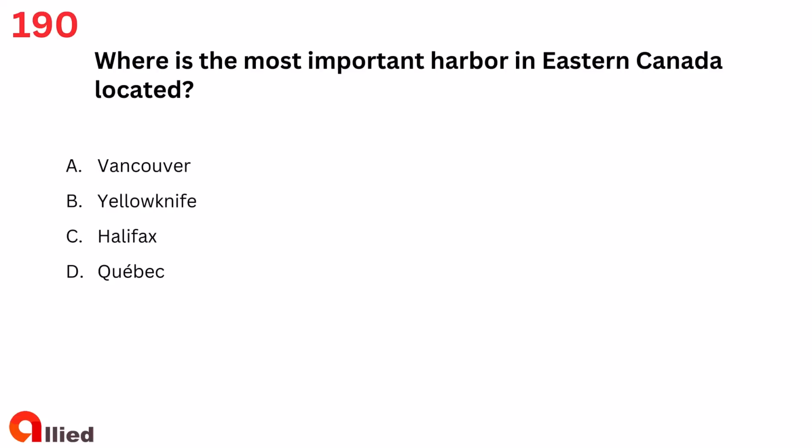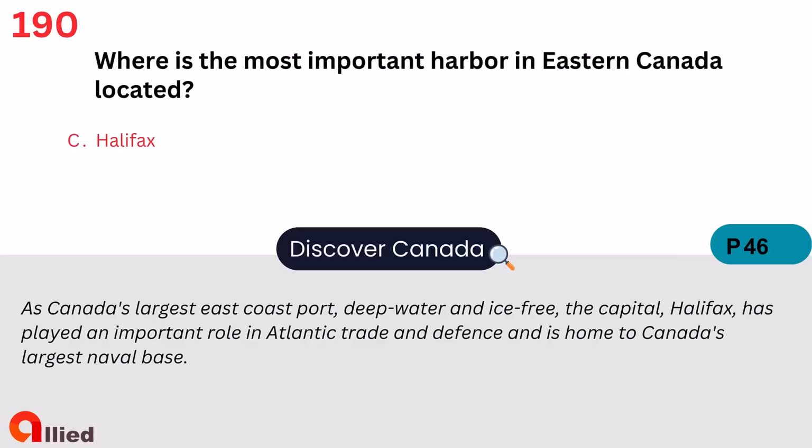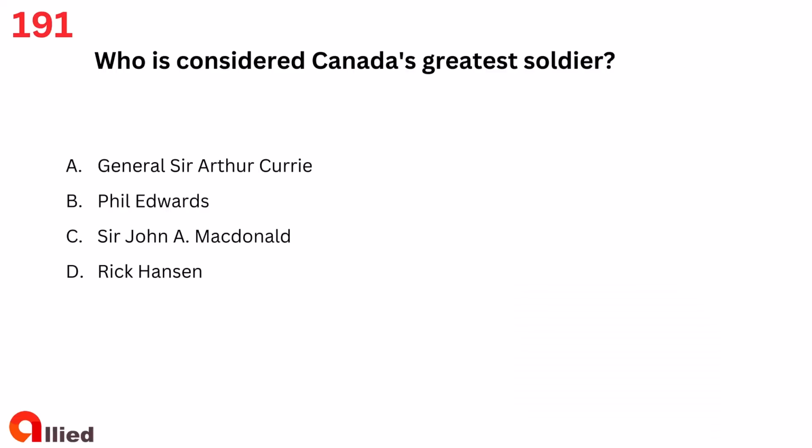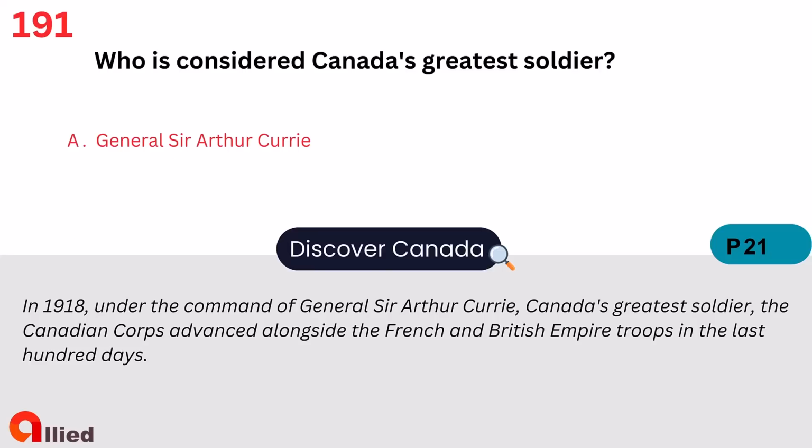Question 190. Where is the most important harbor in eastern Canada located? A. Vancouver. B. Yellowknife. C. Halifax. D. Quebec. The answer is C. Halifax. Question 191. Who is considered Canada's greatest soldier? A. General Sir Arthur Currie. B. Phil Edwards. C. Sir John A. Macdonald. D. Rick Hansen. The answer is A.